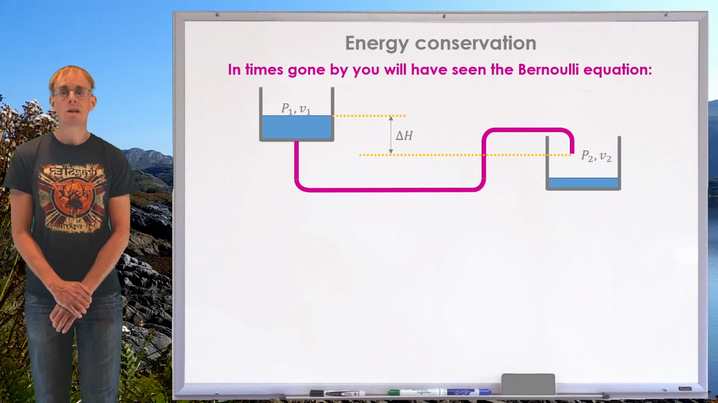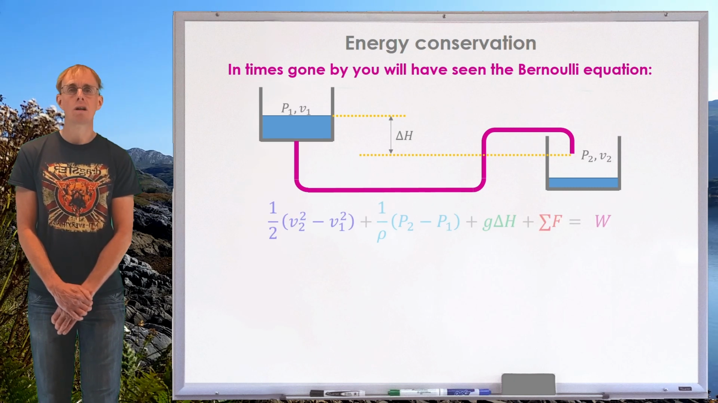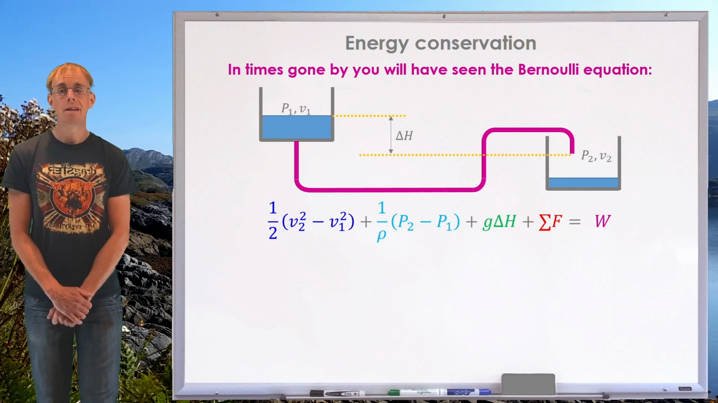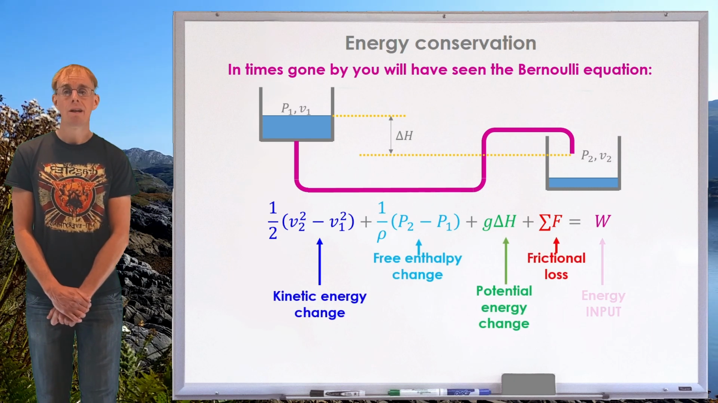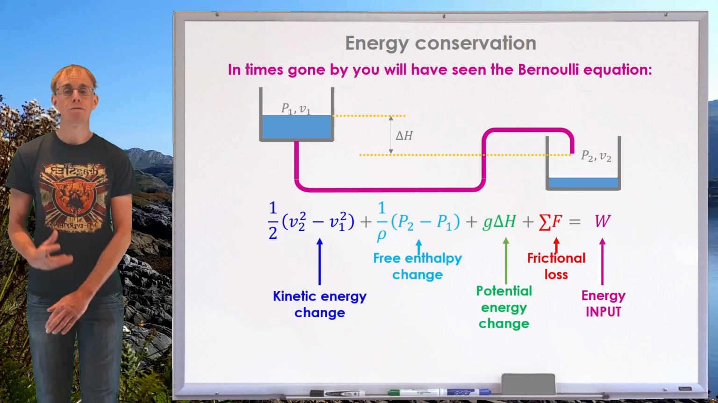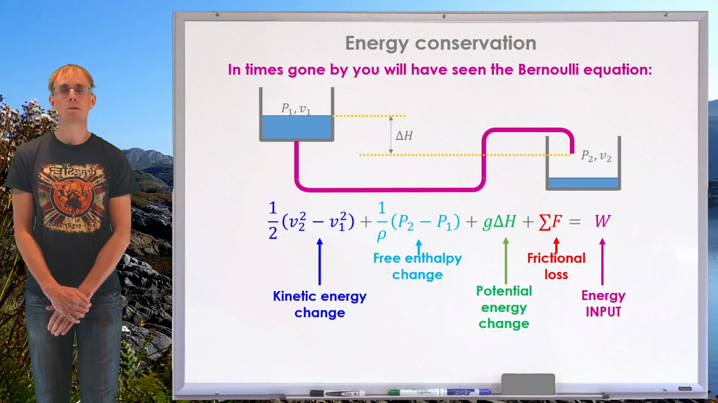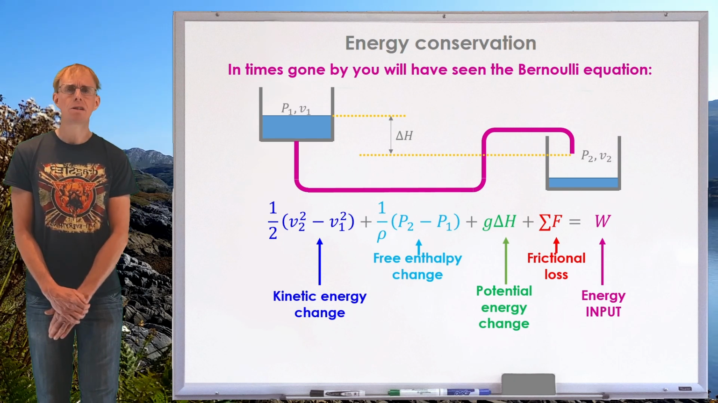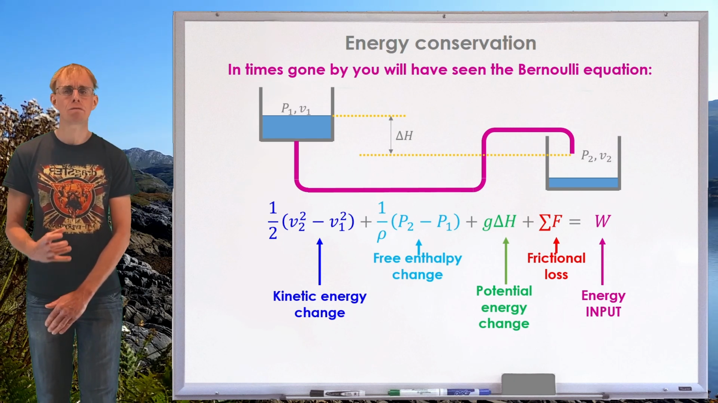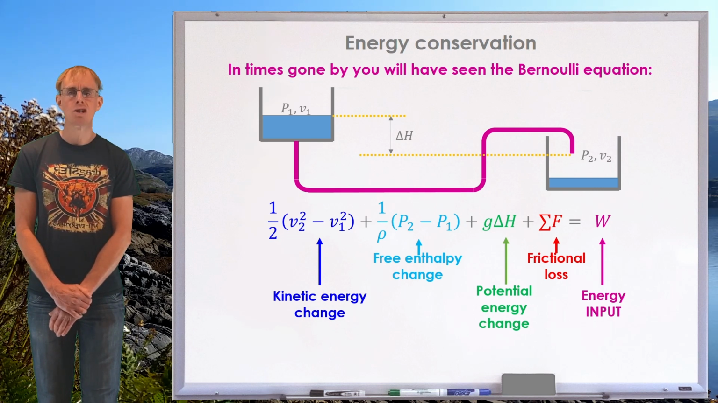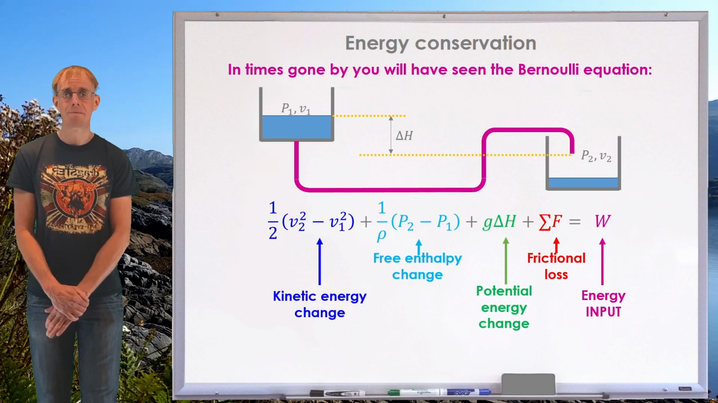And then what you'd do is you'd apply Bernoulli's equation along that streamline. And Bernoulli's equation has a number of terms in it. It has a kinetic energy change, it has a free enthalpy change, it has a potential energy change, and it has frictional losses, and all of that summed together to give you an idea of the energy input required to make that flow happen. So, you might be used to seeing this written as a half rho v squared for the kinetic energy change, but just bear in mind, for this formulation, I've just divided through by density.